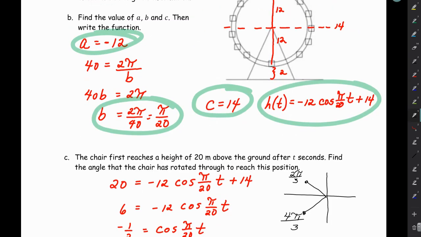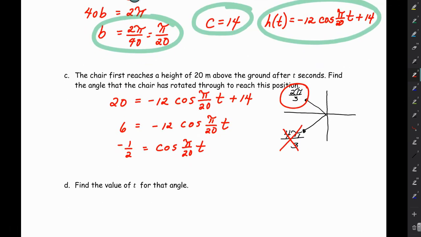Now, if we think about this problem, it's saying that the chair first reaches a height of 20 meters above the ground after t seconds. We're trying to find the angle. Now, if you look at our picture that we drew, the highest the chair would get would be 24. So we're trying to say here, when does the chair first reach 20? Well, it's past 180 degrees at 4 pi over 3. So we're more than halfway around, and we know this happens before we're halfway around. So we know that the angle that we have to be choosing in this case is definitely going to be 2 pi over 3 and not 4 pi over 3.